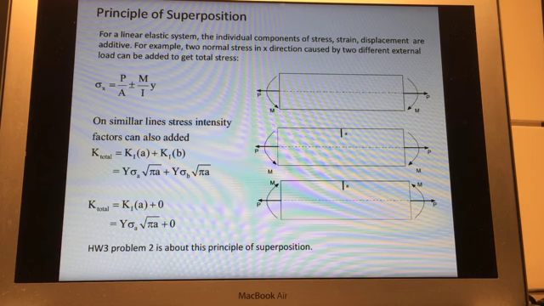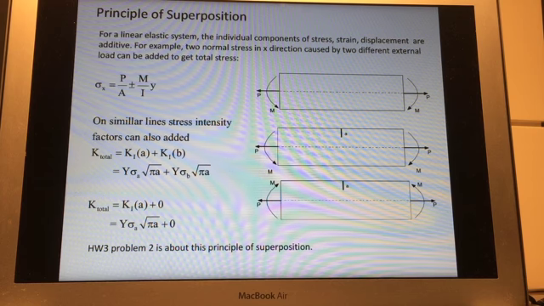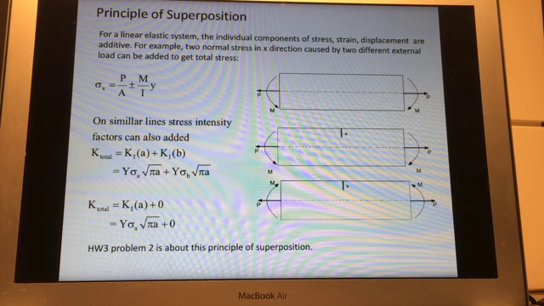Before we wander into that, we need to first look at the principle of superposition. I think some of you might have learned this concept before, which will be a great help. Basically, the principle of superposition states that for a linearly elastic system, the individual components of stress, strain, and displacement are additive.